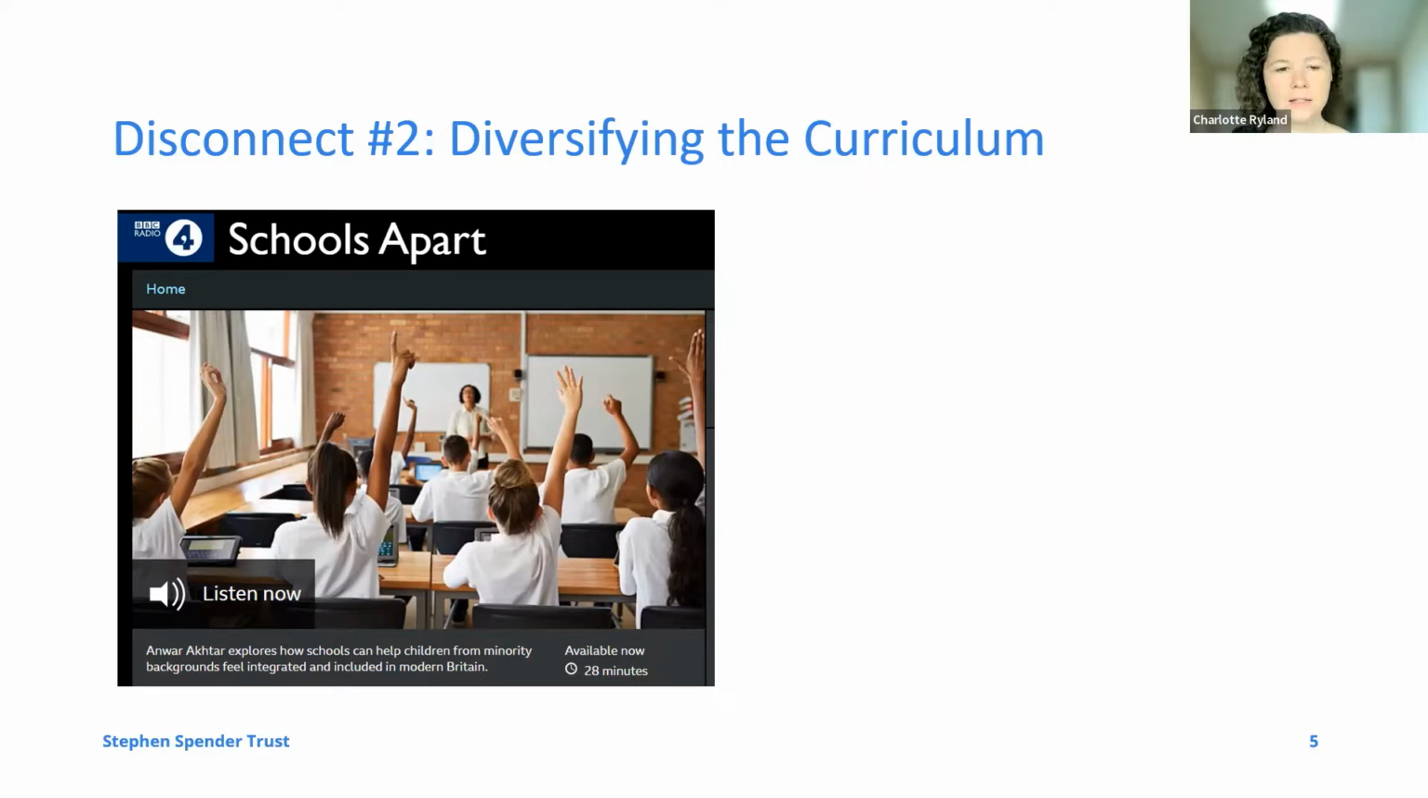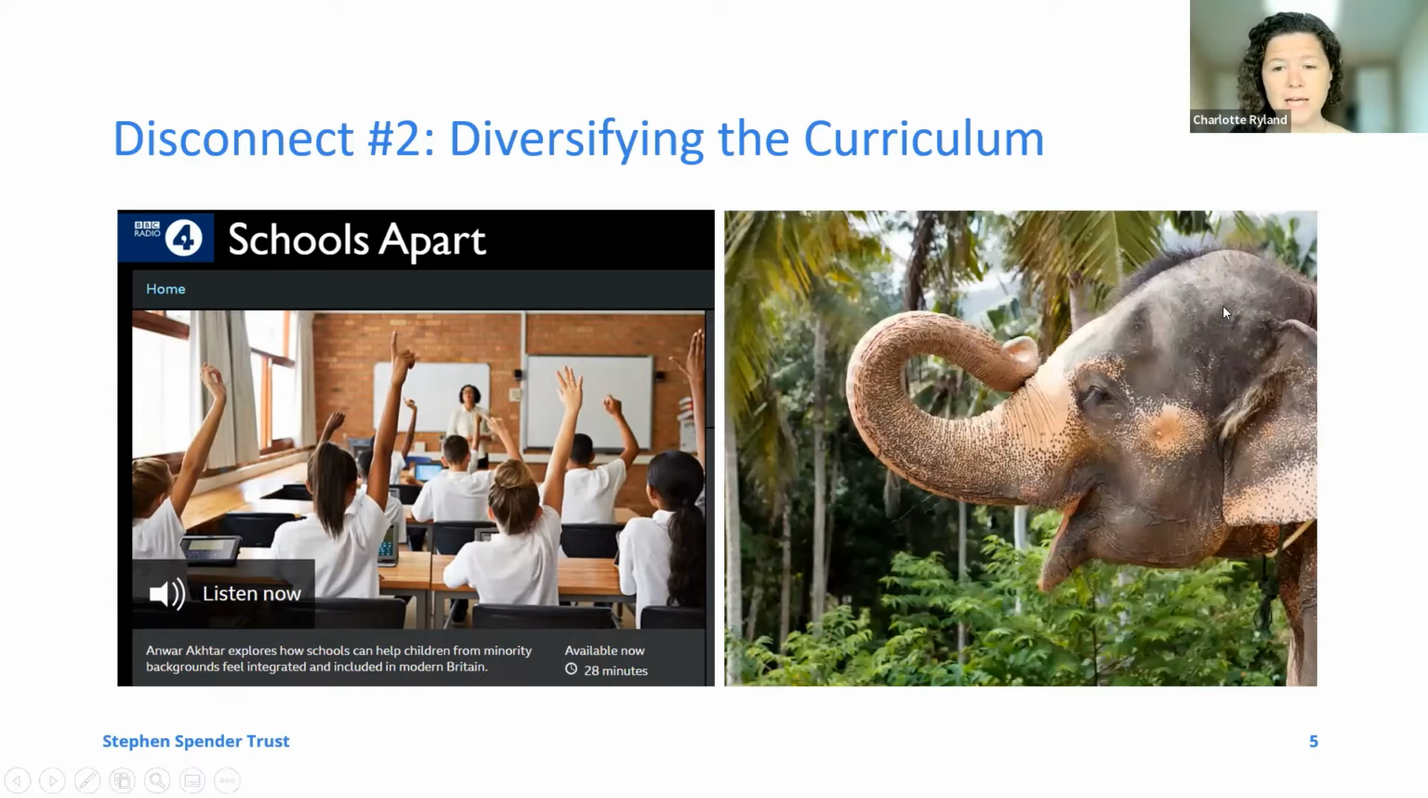But as far as I could tell, and I was concentrating on driving at the same time, but still, as far as I could tell, there was no mention of languages as a real opportunity to do this work of helping children from minority backgrounds to feel integrated and included in modern Britain. And this is where the elephant really starts to make itself felt for me, and there it is, not in a room, in a jungle somewhere.